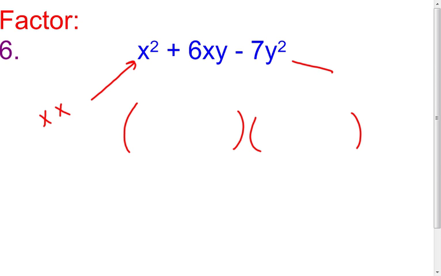Right here I have to get 7y squared. The only way to get 7 is 1 and 7, and then I need my y's with it. So I'll have 1y and 7y. That's the absolute only way there is to get 7y squared. Okay? So here we go.